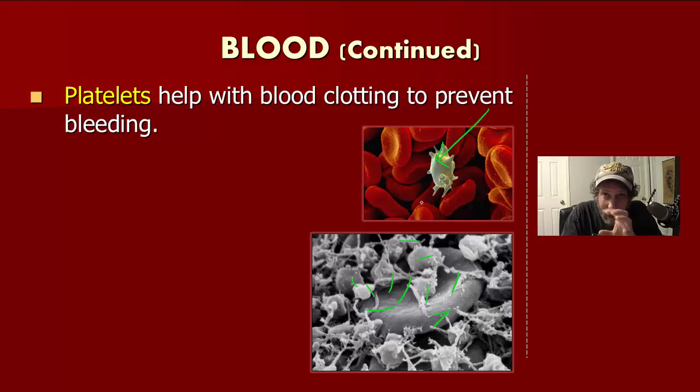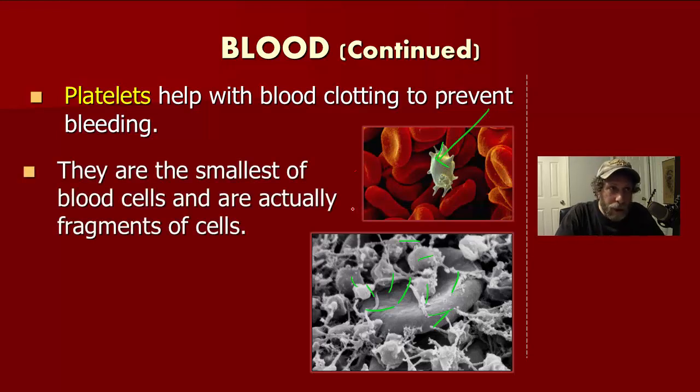Now there are other cells that may come to the area. The white blood cells go, hey man, there's an opening here, some bacteria are going to get in, let's go there. And all the police cars come and they crash into the hole there and they sort of plug it up. The platelets come and they glue all those cars together and they glue the hole as well. So everything could be involved there. All right.